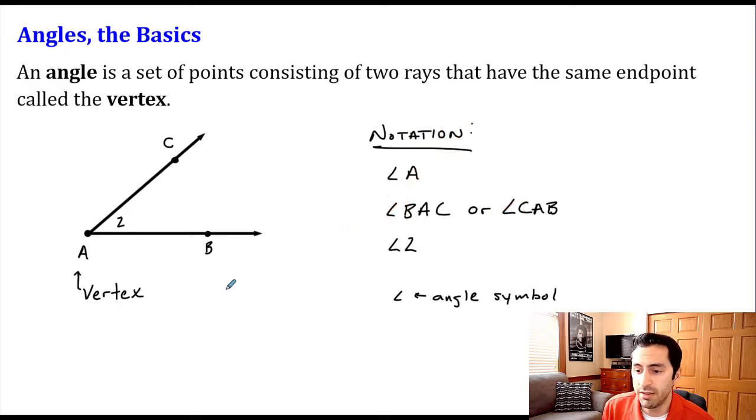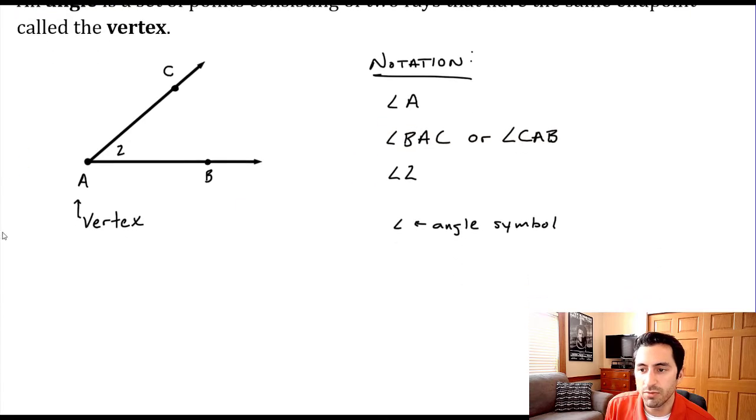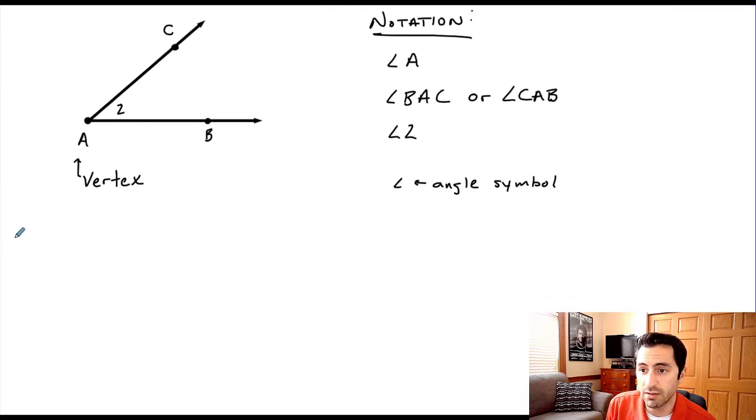All right. And then the last thing I want to mention here is this second way, where I'm naming it with 3 letters, I have to use that method if I want to name an angle where more than one angle exists. So let me draw a picture and show you what I mean.